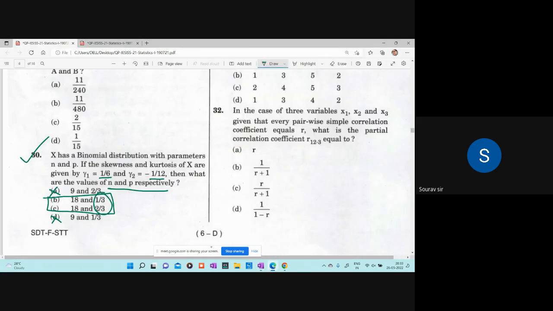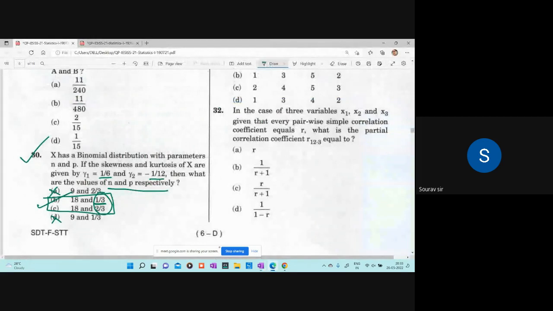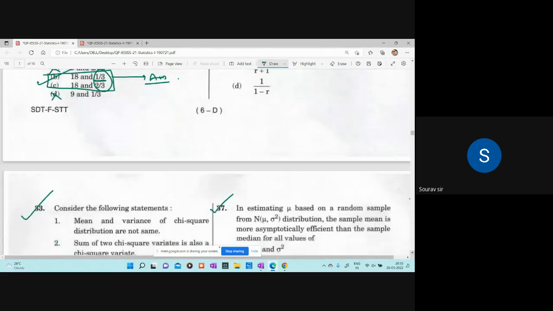So if you solve it, you will see that you will be getting p equals to 1 by 3, so that your answer is B. Obviously, there will be another value, but you have to accept this one. So P will be 1 by 3. So option B is your answer. Okay. Moving on to other questions.